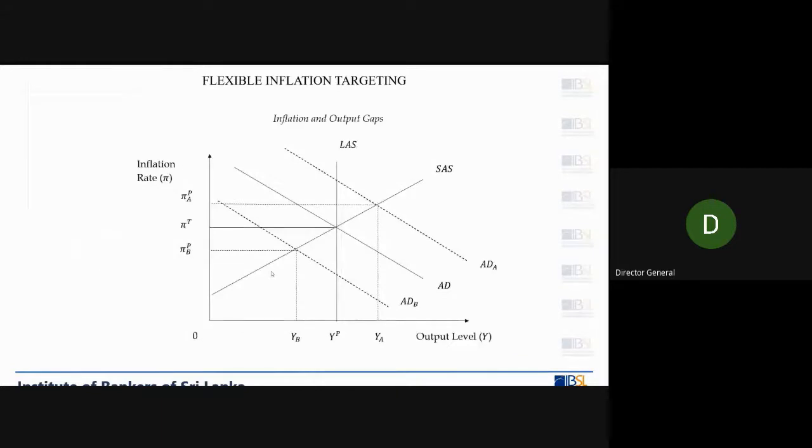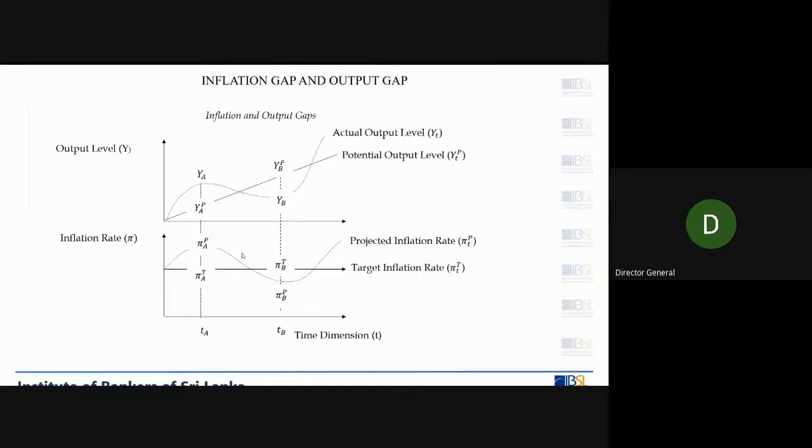Then we went to explaining the gaps. Here we said we have a positive gap and a negative gap. When the economy has a positive output gap, it also has a positive inflation gap. And when the economy has a negative output gap, it has a negative inflation gap.